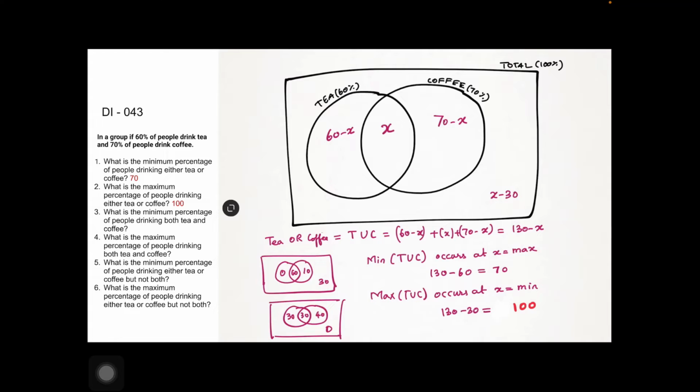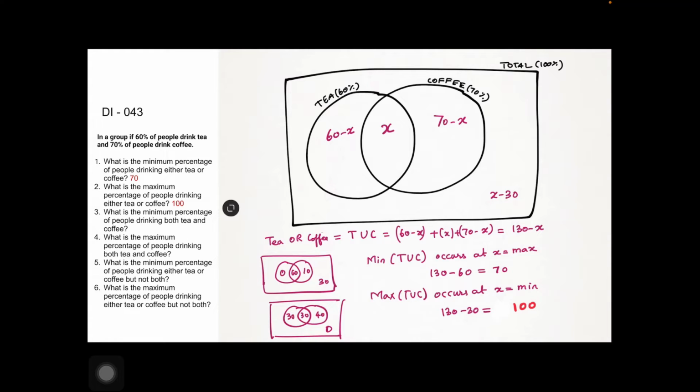So if I substitute x equal to 30, the minimum most value of x in this particular equation, 130 minus x becomes 130 minus 30, which is 100. So minimum most value of tea union coffee is 70. Maximum most value of tea union coffee is 100. In other words, minimum percentage of people who are drinking either tea or coffee is 70. Maximum percentage of people drinking either tea or coffee is 100.